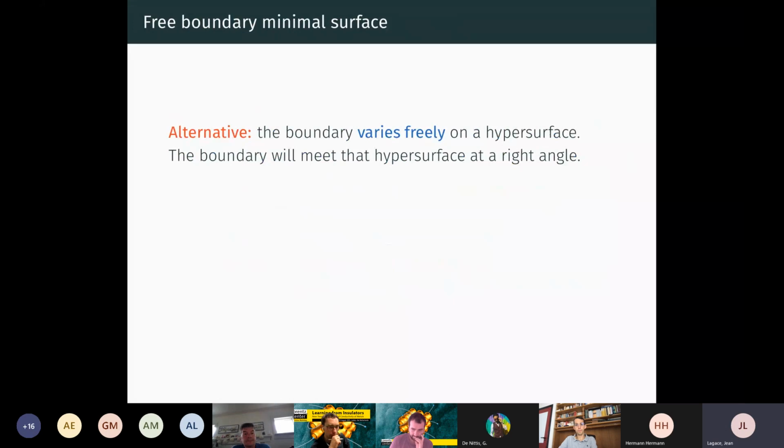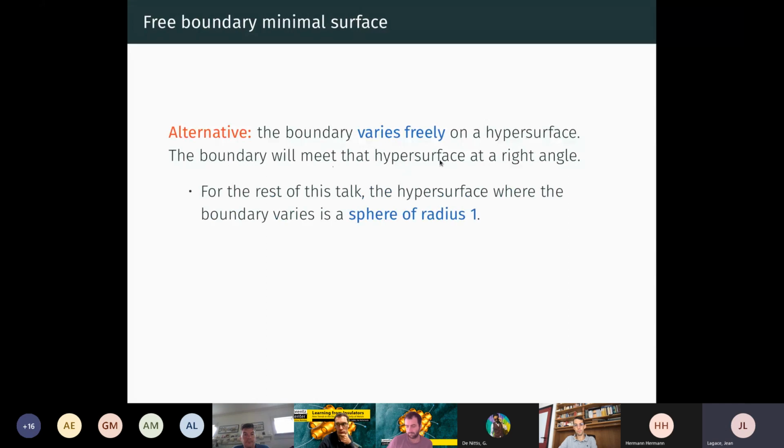We can think of these free boundary minimal surfaces as the Neumann problem equivalent to the Dirichlet problem that would be Plateau's problem, where the boundary is fixed. And when you let the boundary vary freely, the boundary of the free boundary minimal surface will meet the hypersurface on which it varies at a right angle. For the rest of the talk today, the hypersurface where the boundary varies will be a sphere of radius 1. This sphere could be in any dimension, not necessarily 3.